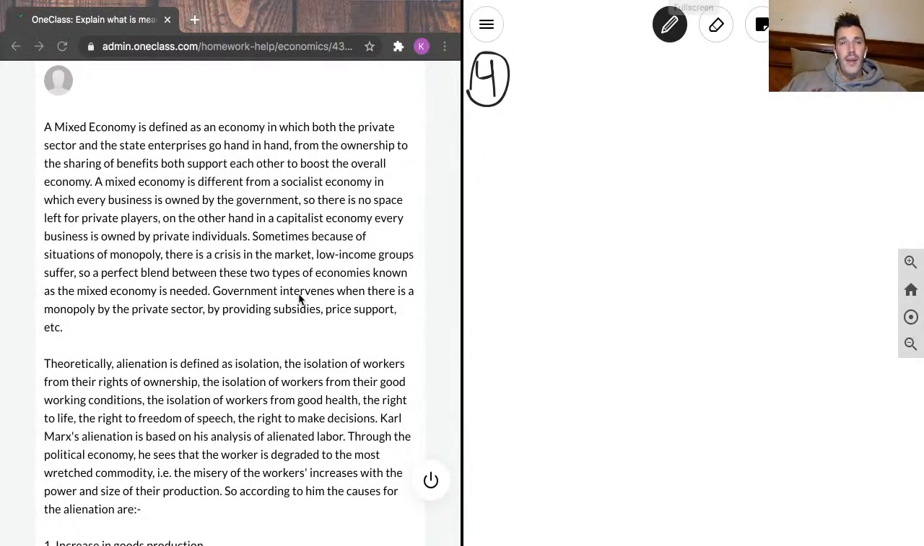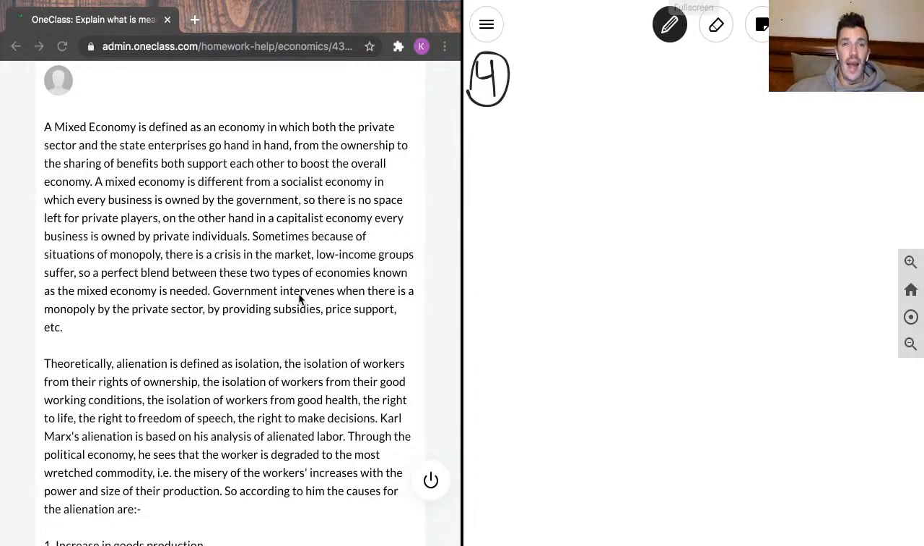So a mixed economy is defined as an economy in which both the private sector and the state enterprises go hand in hand. From the ownership to the sharing of benefits, both support each other to boost the overall economy. A mixed economy is different from a socialist economy in which every business is owned by the government, so there's no space left for private players.